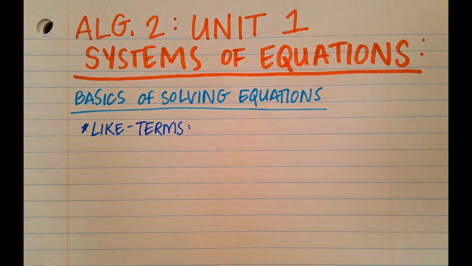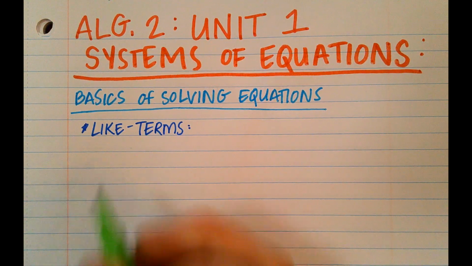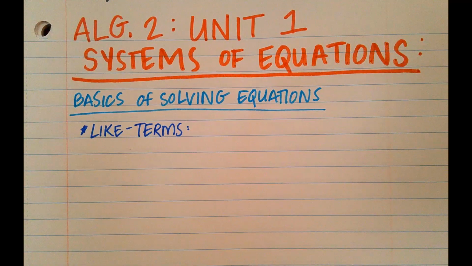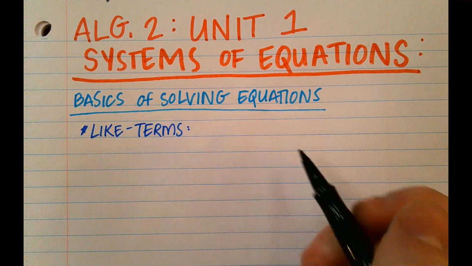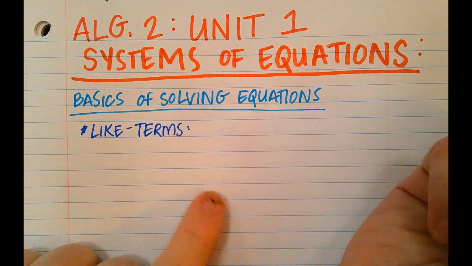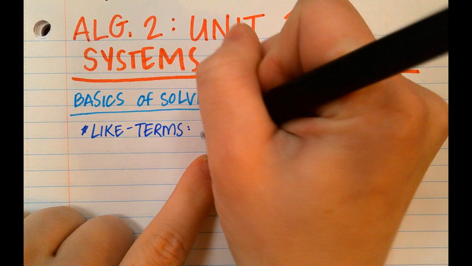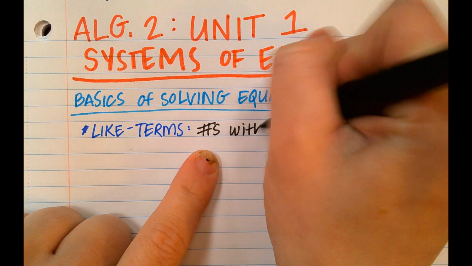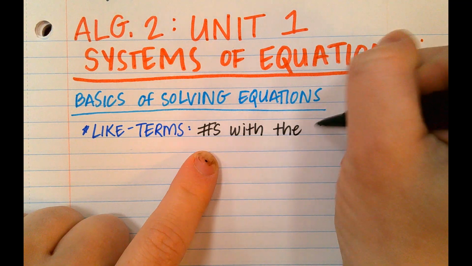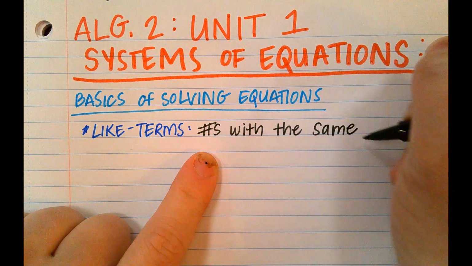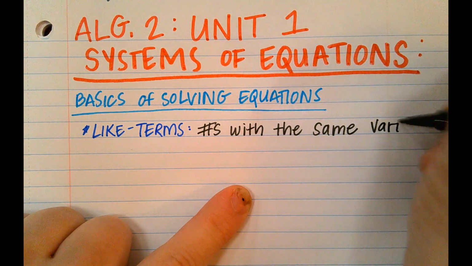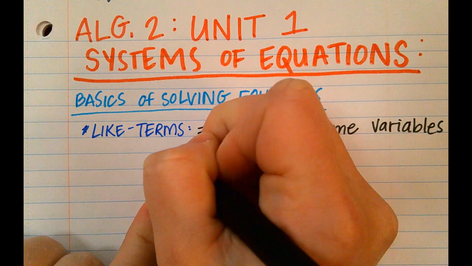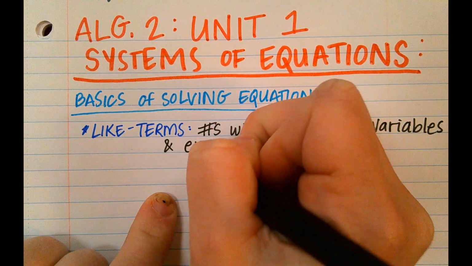Now remember, variables are letters, like x. So like terms are numbers that are attached to the same variables, and they have the same exponents. So that's the other thing. Like terms: numbers with the same variables and exponents.